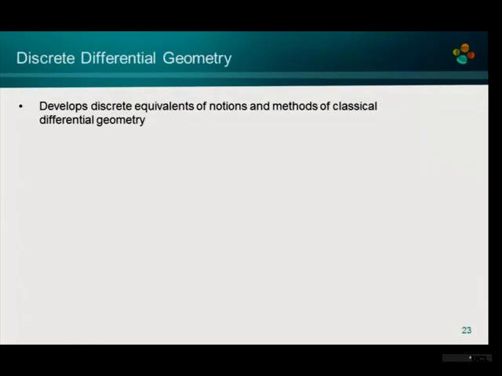So let me say a few words about discrete differential geometry. It develops discrete equivalents of notions and methods of classical differential geometry. And so the classical theory later appears as a special case, a limit case actually, of the discrete theory. So in some sense, the discrete theory is richer. The classical thing is easier.